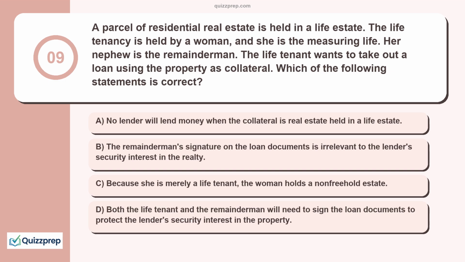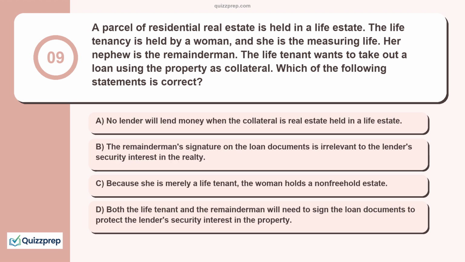Question 9. A parcel of residential real estate is held in a life estate. The life tenancy is held by a woman, and she is the measuring life. Her nephew is the remainderman. The life tenant wants to take out a loan using the property as collateral. Which of the following statements is correct?